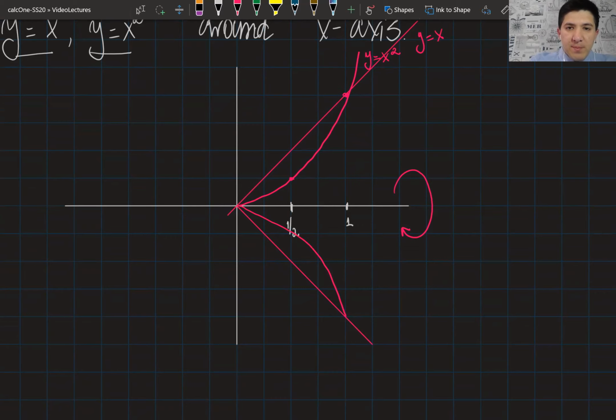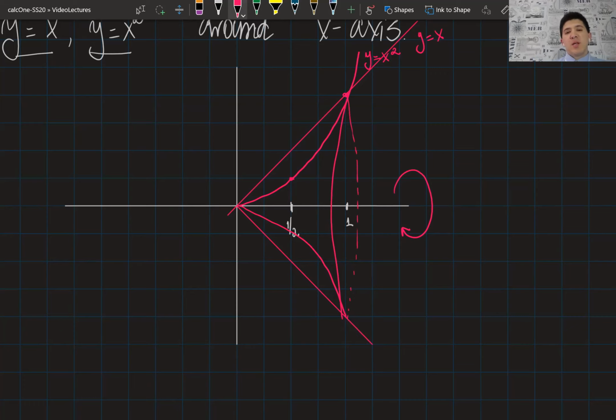Let me try to draw this better. So this is kind of a cone, and inside the cone it is not solid, and it is not empty. So it's kind of some object there inside the cone. So I have to find this volume.